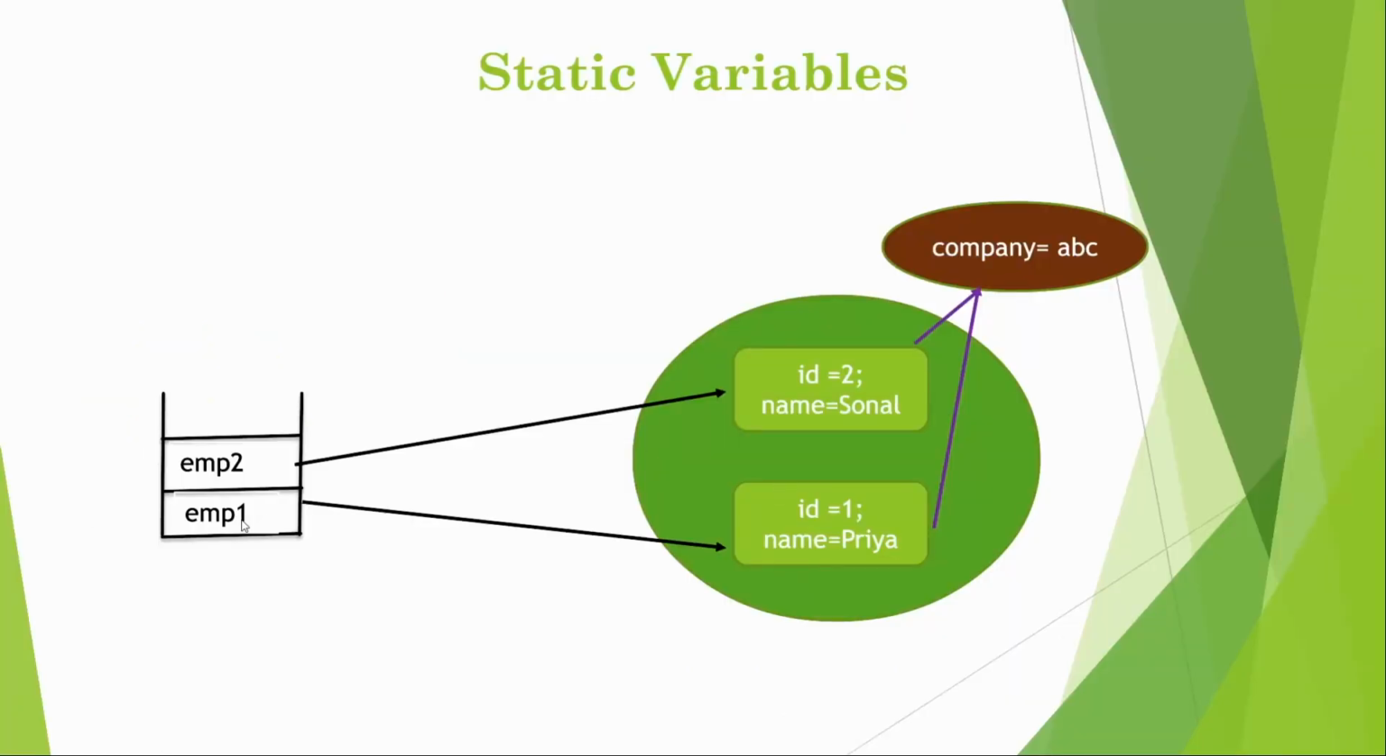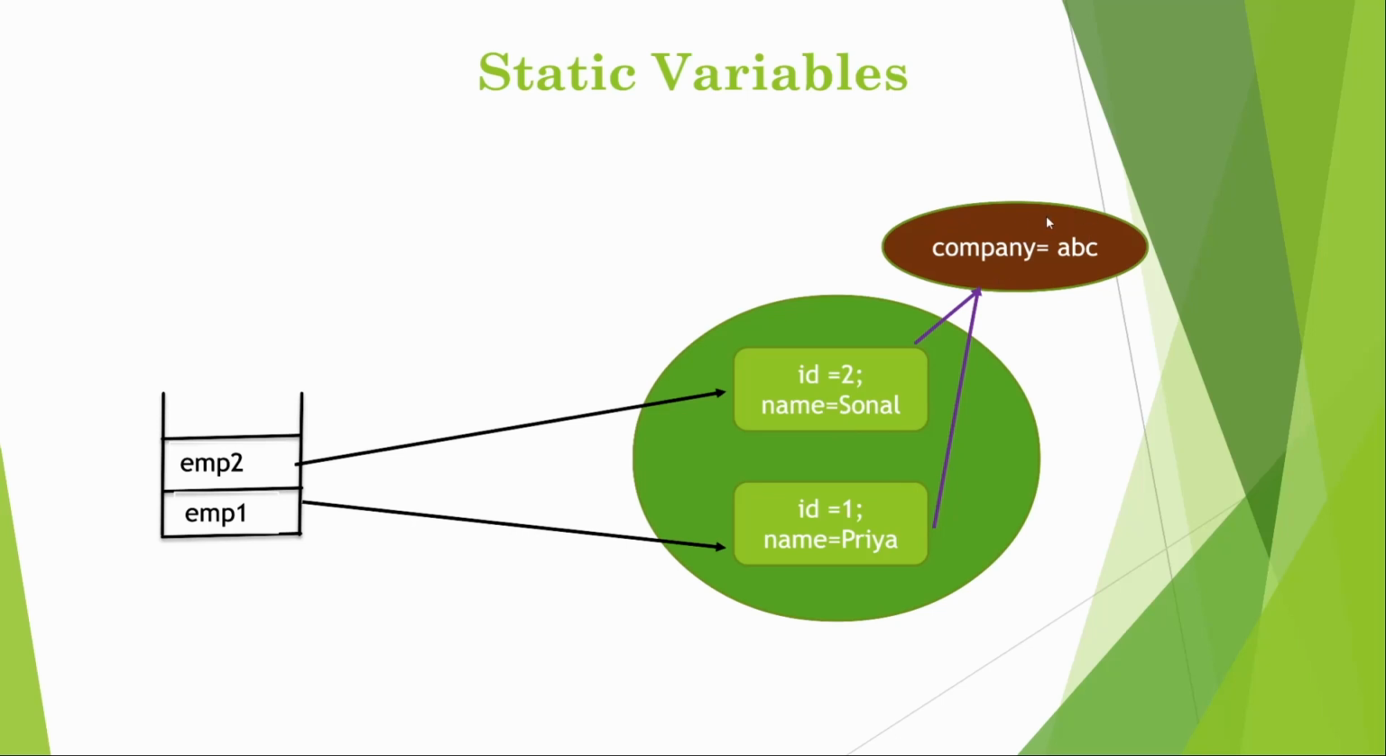So now as you can see, if I have a class as employee, this is my heap memory. Employee 1 is pointing to ID 1 Priya. Employee 2 is pointing to ID 2 named Sonal. So now this is my static variable. They both work in the company called ABC.